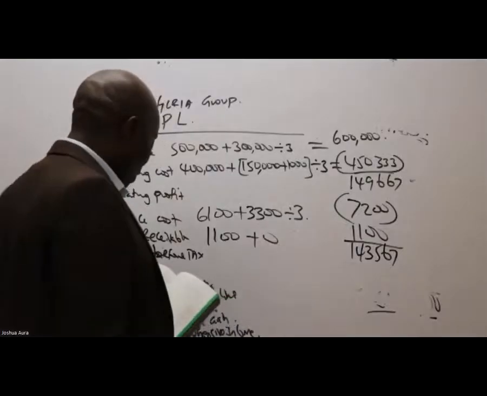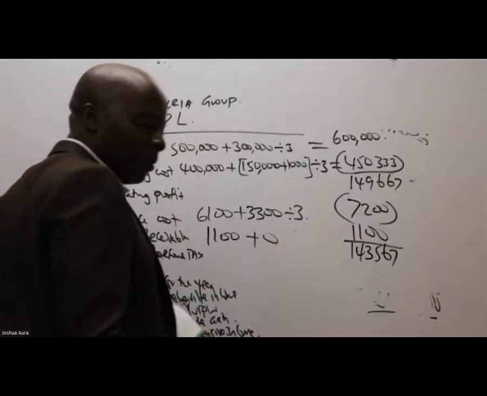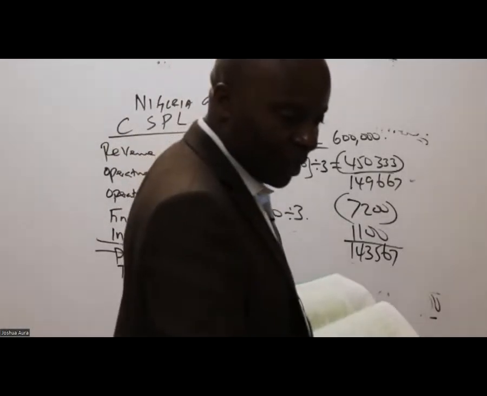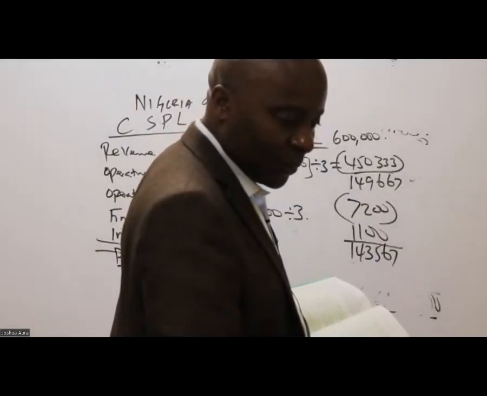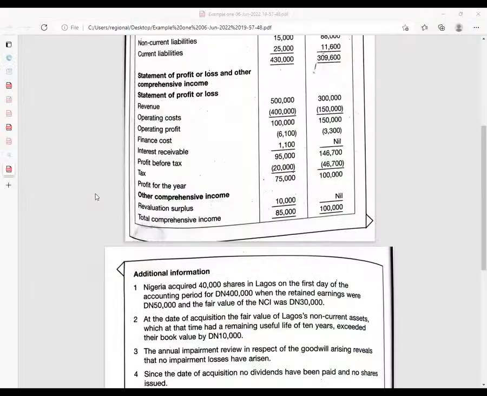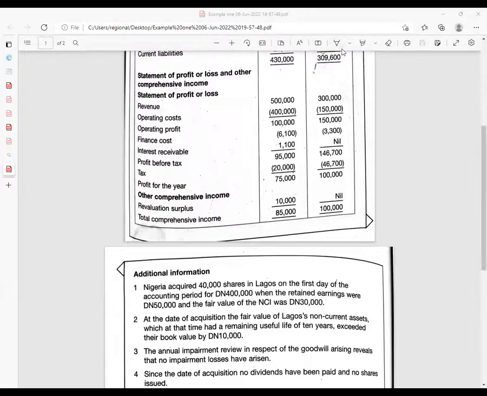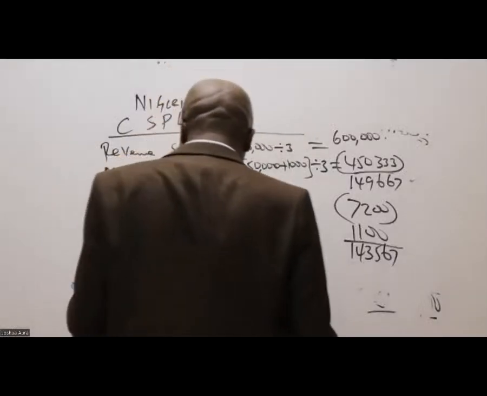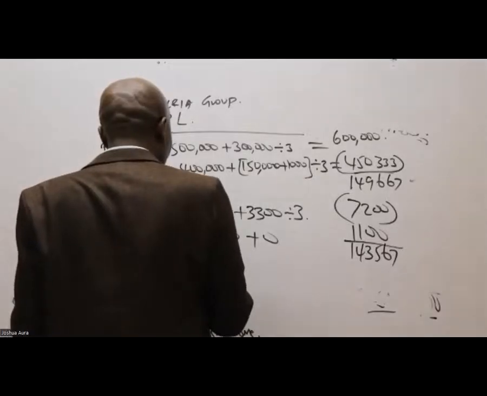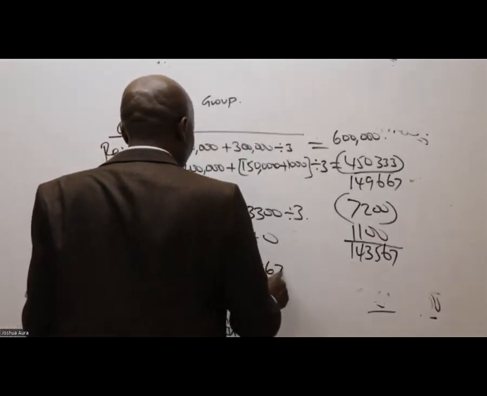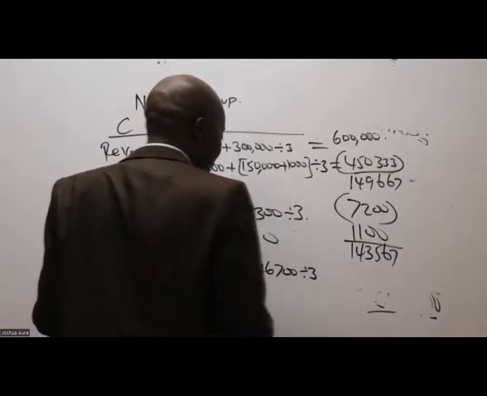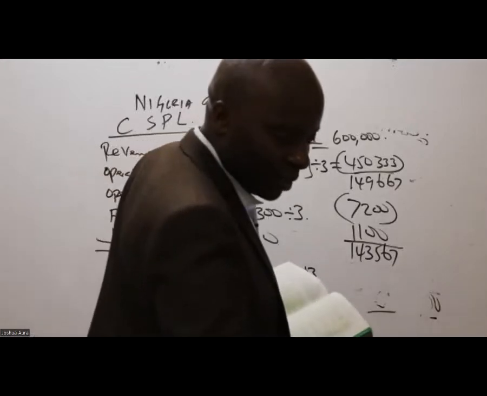The tax which I'm able to see here is 20,000 plus 46,700 divided by 3.